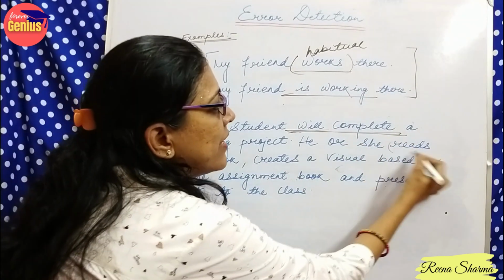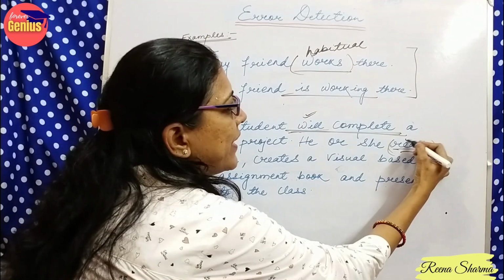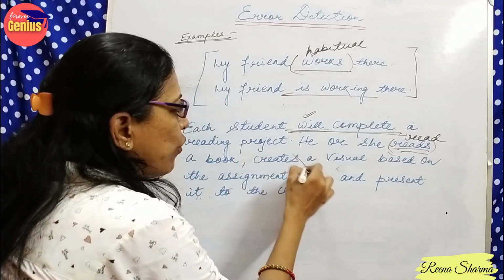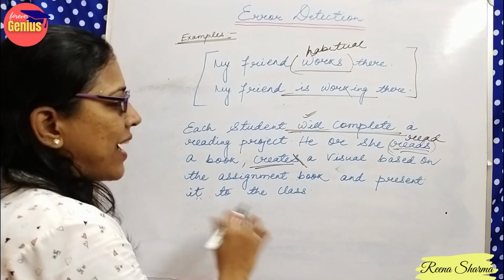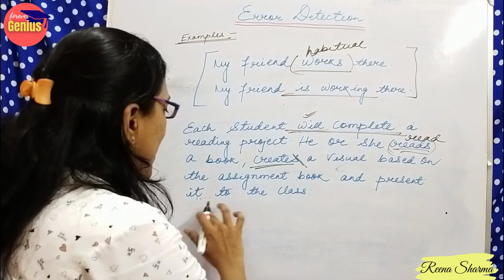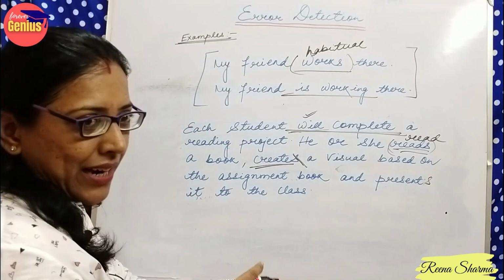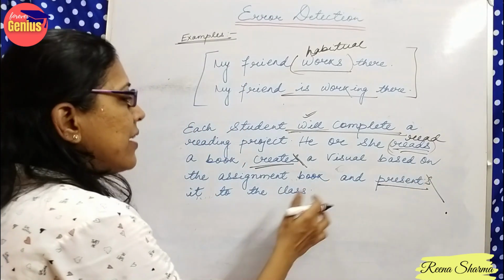So here it is written reads. So it is a future act. We will write here read a book. Creates, no. We will write create. Create a visual based on the assignment book and present it to the class. If I write presents here, will it be correct? No. We have to write present it to the class.